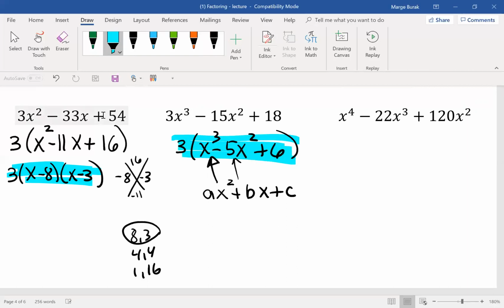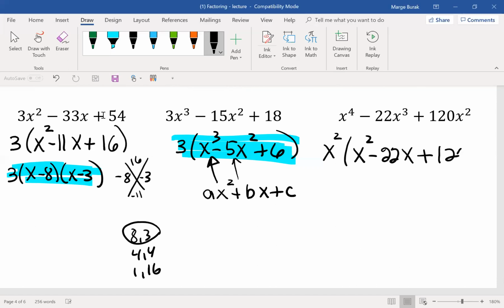Can't go any further. Okay, on this one, oh, pull out the x squared. Yeah, and that leaves us with a standard trinomial. Let's see, I got 22x and 120. Now, did we figure that out? What am I going to, oh my gosh, all the numbers that multiply to 120? Way too many. Oh my gosh, there are so many numbers. 5 goes in there, 6 goes in there, 7, 8, 9, 10. Oh my gosh, let's see. 6 times 20, 5 times 20 something.